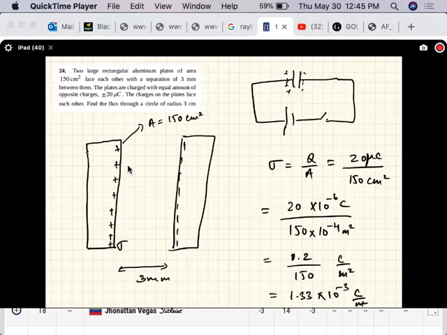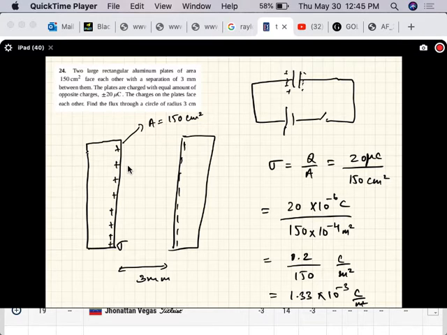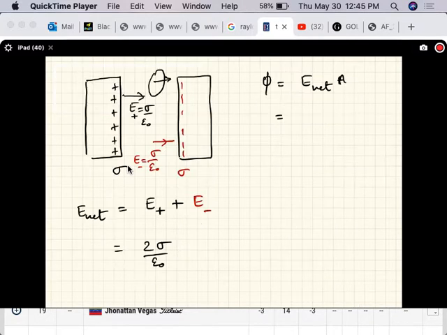Okay. And what is it that we're trying to find? Find the flux through a circle of radius 3 centimeters. Okay. Now we want to find the flux. So we have found the electric field, and now we want to find the flux through there. So the flux through that is given by E net times area, because the electric field is perpendicular to the area, and it's through a circle of radius 3 centimeters.